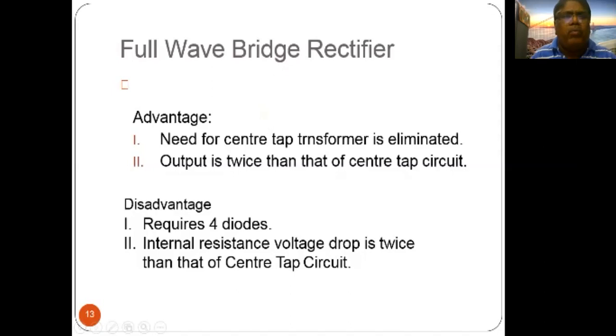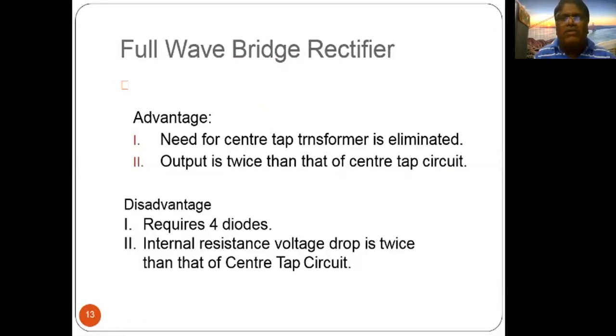Full wave bridge rectifier advantages: the need for a center tap transformer is eliminated. Output is twice that of a center tap circuit. So here, in the full wave bridge rectifier, you are not using the center tap transformer; the center tap transformers are used only in full wave rectifiers. Next advantage, output is twice that of the center tap circuit.